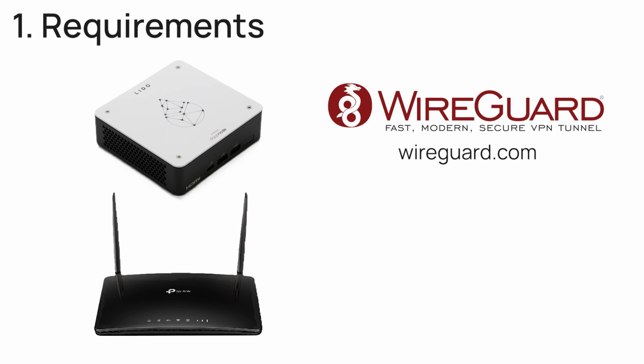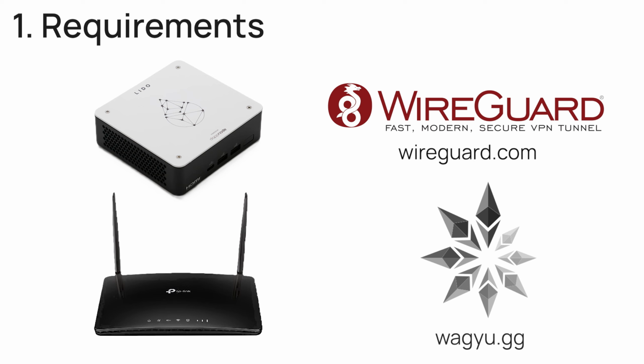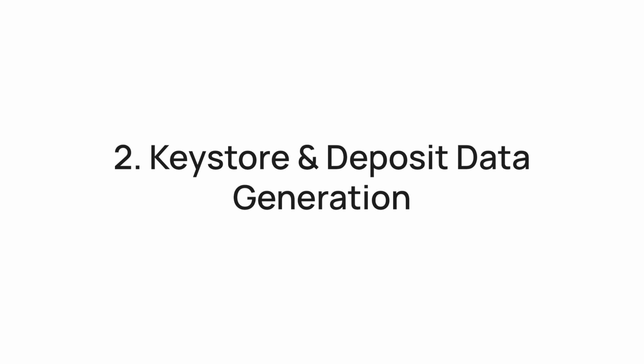You should also download and install WireGuard, which will allow you to connect to your Dappnode securely and from anywhere in the world. Finally, you'll need a software to generate your validator keys. For this guide, we'll use the popular Wagyu generator. Next, we're going to generate our keystores and deposit data.